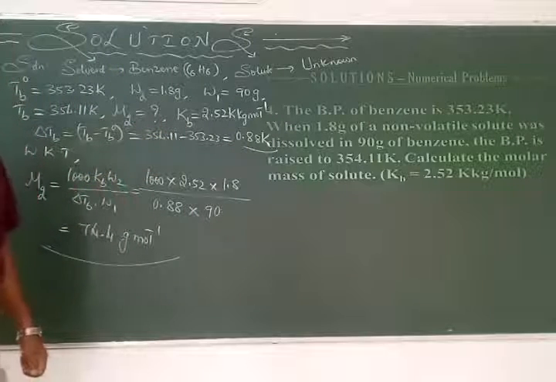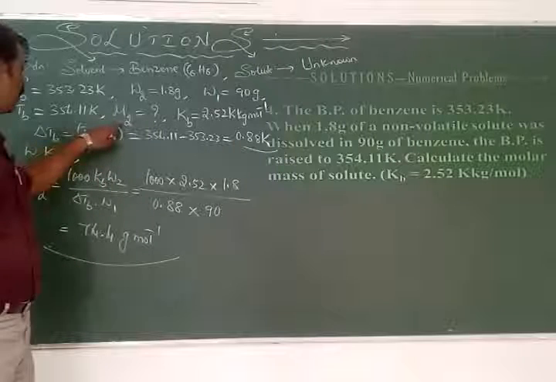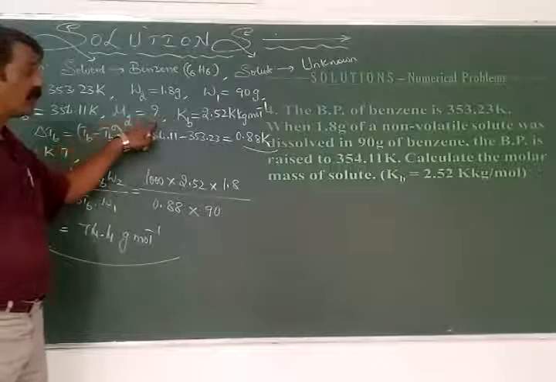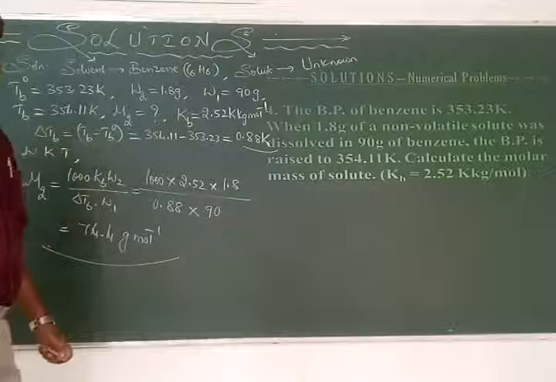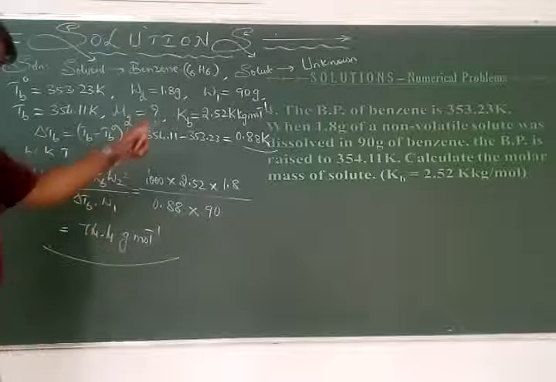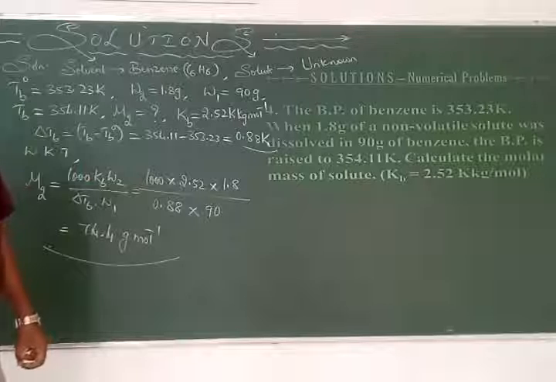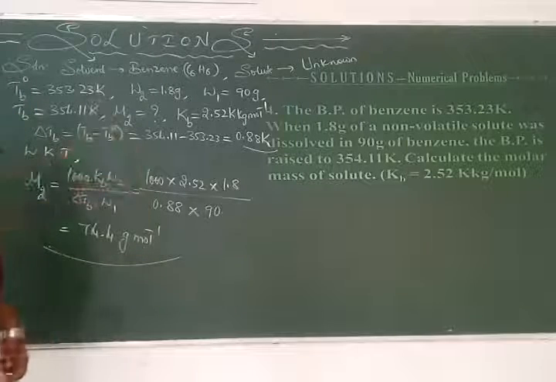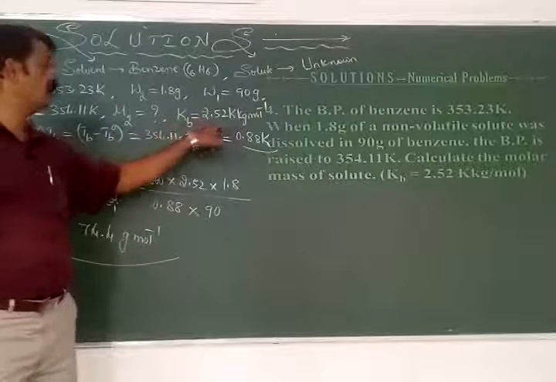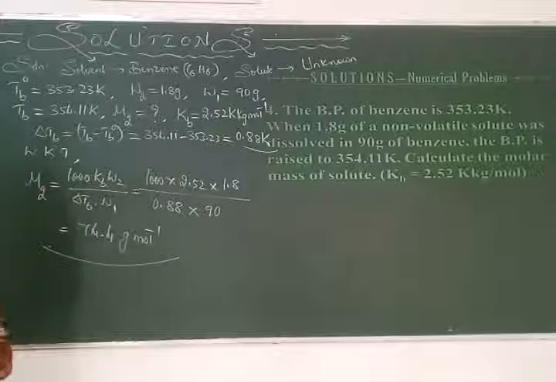Calculate the molecular mass. Our molecular mass or molar mass is given by M2, which we have to find out. In addition to that, he has directly given the ebullioscopic constant, also called the molar elevation constant or boiling point constant. Kb is given as 2.52 Kelvin kg per mole.